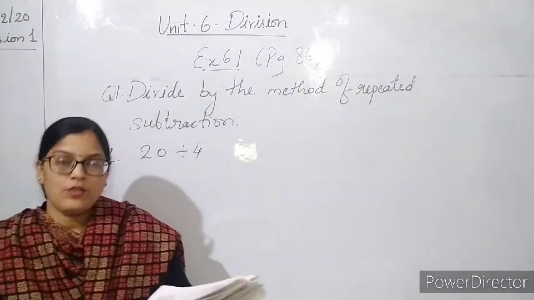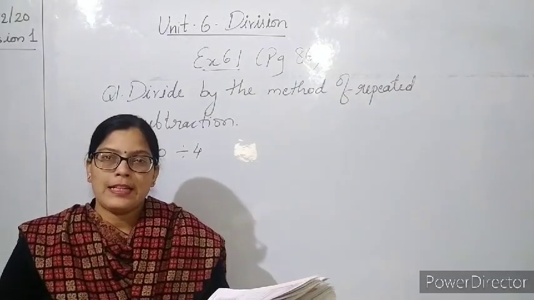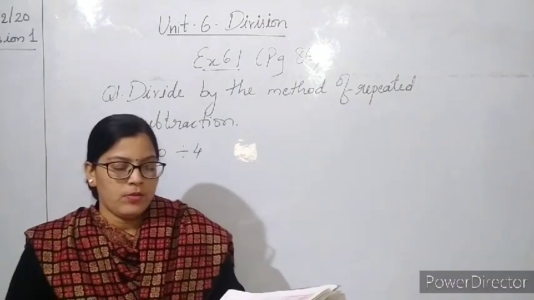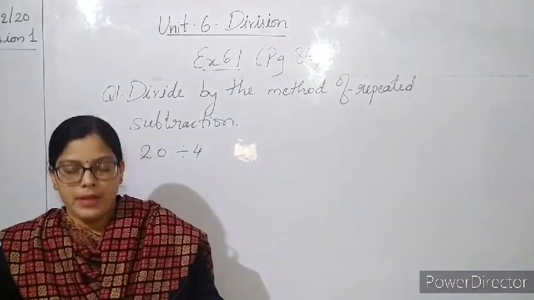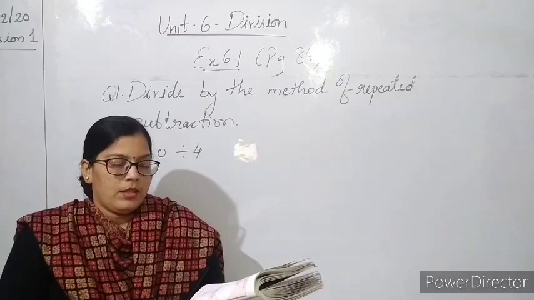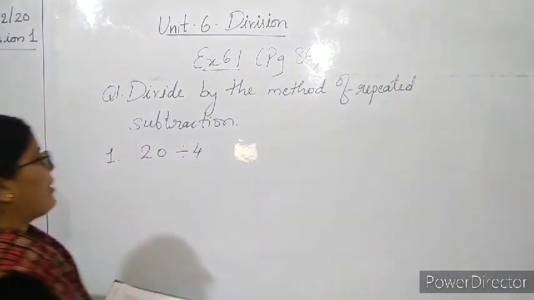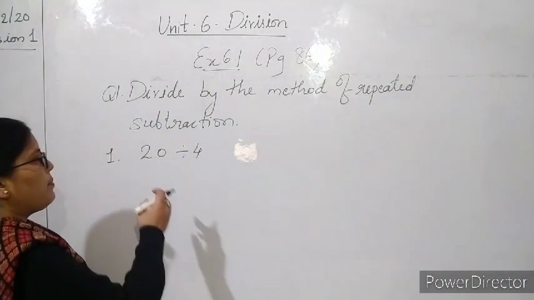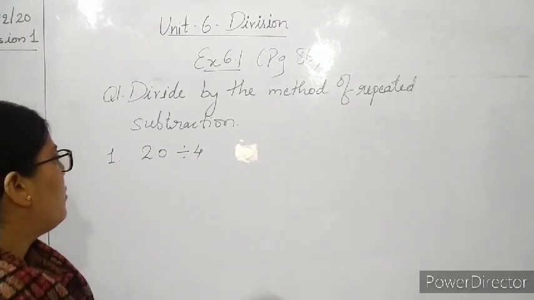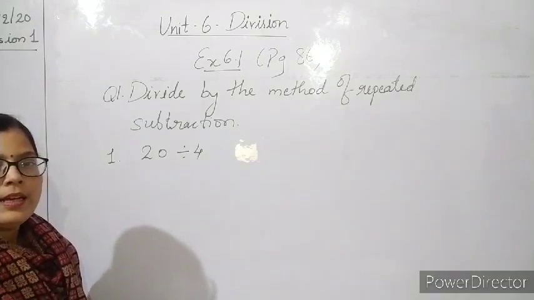So children, please open your book to page number 86. We are going to do exercise 6.1. Here the first question is based on repeated subtraction, division with the method of repeated subtraction. The first question is already done in the book. The question is: divide by the method of repeated subtraction. The first question is 20 divided by 4. Here we'll subtract 4 from 20 till we get 0.